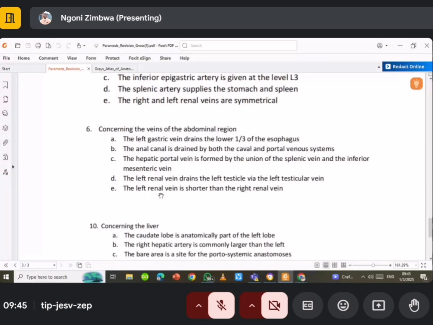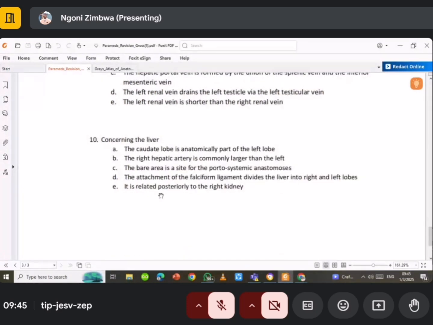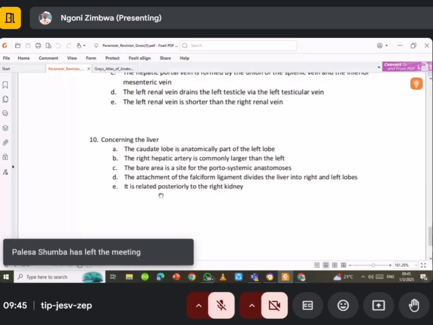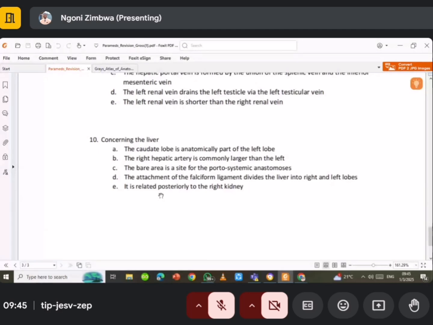Good. Right. Let's take a look at question 10, and then we'll be done with this MCQ. Question 10, concerning the liver. A, the caudate lobe is anatomically part of the left lobe. What do you think? That is very false.